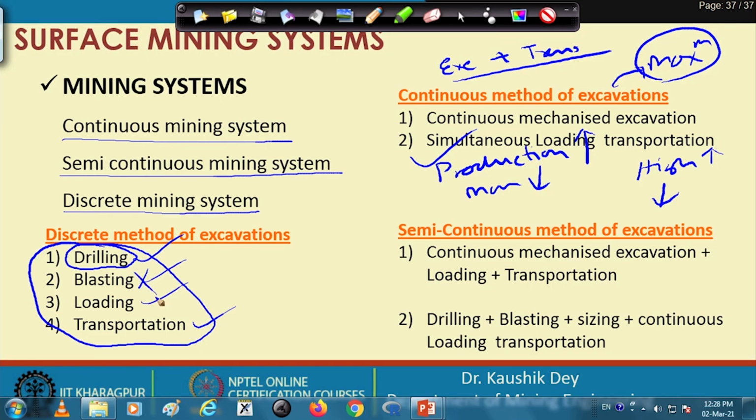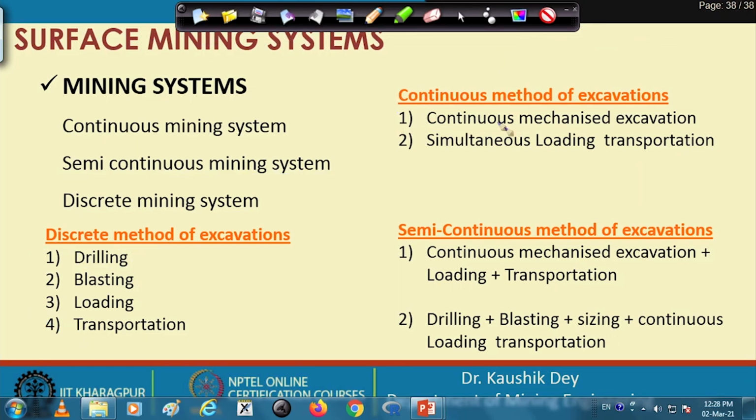This is the benefit of the discrete system, but as different unit operations are carried out differently, its production rate is less and its manpower requirement is high. But in the continuous system, as it is a continuous process, stoppage of one is basically hampering the operation of another also. So, that is the disadvantage in the continuous system.